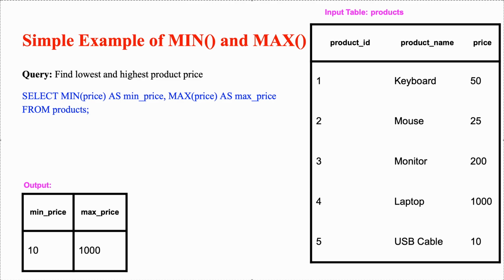Select minimum price as minimum price, max price as max price from product table. The result shows minimum price is 10, that's the USB cable. Max price is 1000, that's the laptop.